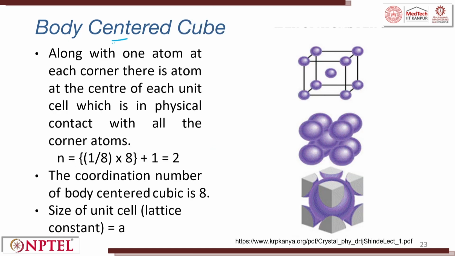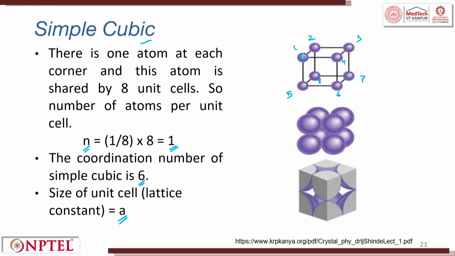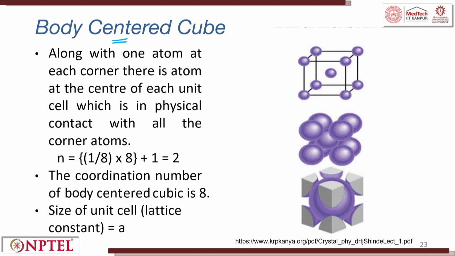Now, let us take BCC. So, if you see simple cubic, the atoms are located at the corners. When we try to do BCC, you will see the atoms are located at the corners and in the body center you will have one more atom. So, now along with one atom at each corner, there is one atom at the center.